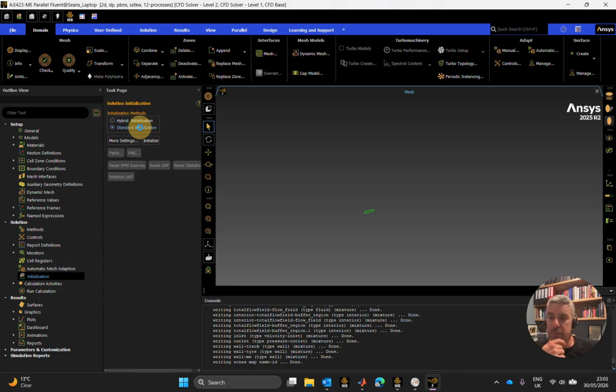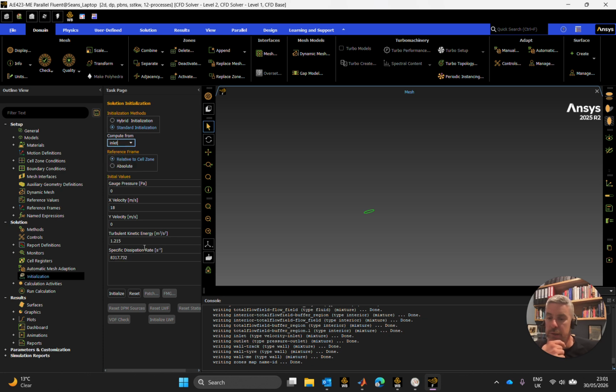Initialization. First, I'm just going to check my standard initialization. Check that from the inlet. 18 meters per second looks pretty good. Let's initialize that. Okay, taking a wee bit of time. See what this comes back with. Right. Usually when I threaten that I'm going to pause this, it seems to hear me and it moves a bit quicker, just like that. So there we are. Initialization is done.